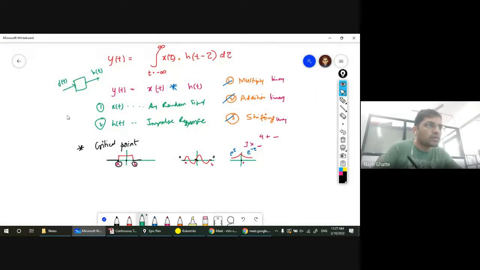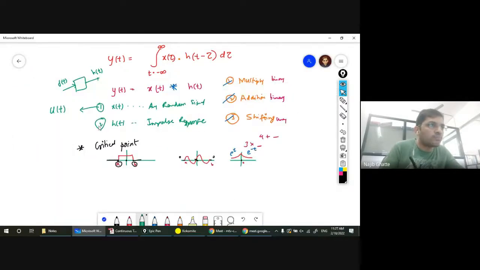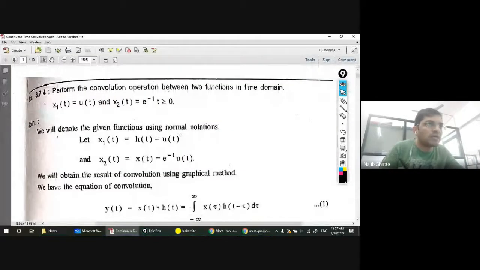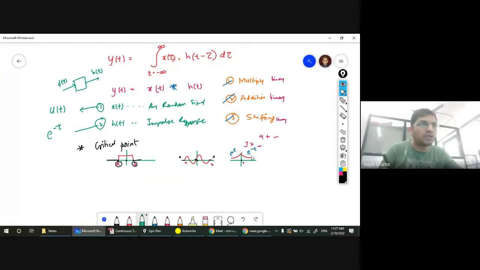and second, it is e raised to minus t. So x of t is u of t in this example, and second, it is e raised to minus t, only for t greater than or equal to 0. It is talking about the one-sided signal, it is only one side, and your signal will exist only on the right side. So now you have your x of t as u of t and you have h of t as e raised to minus t. Have you understood what I'm trying to say?